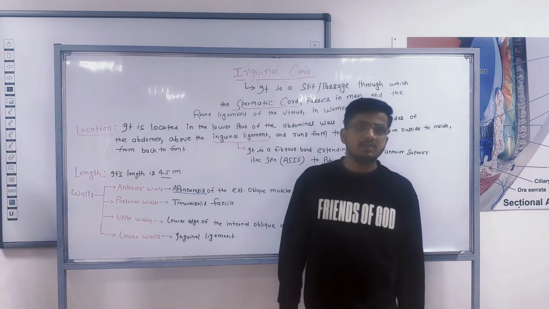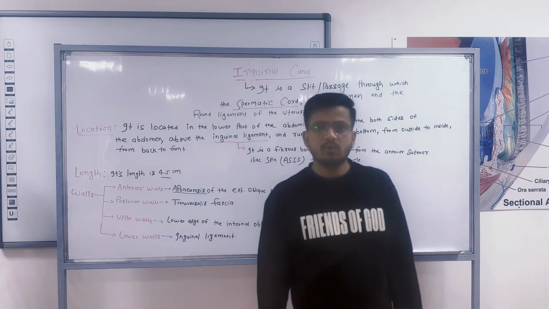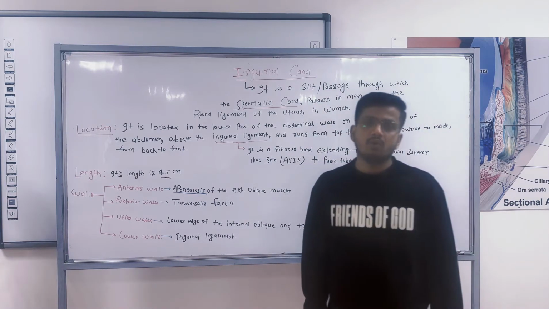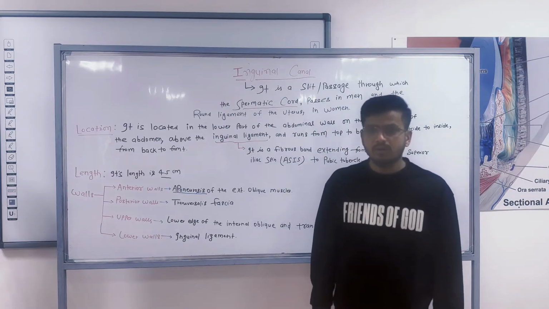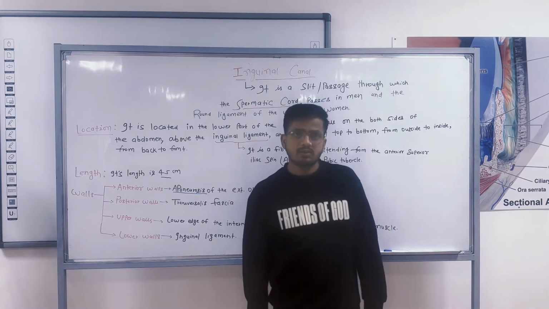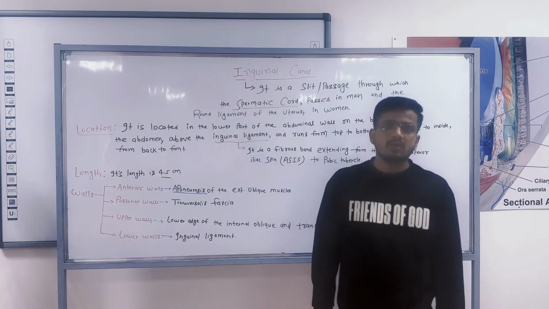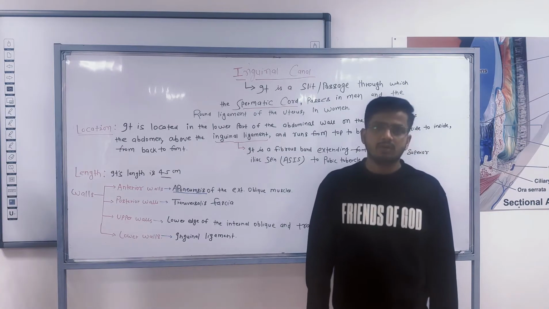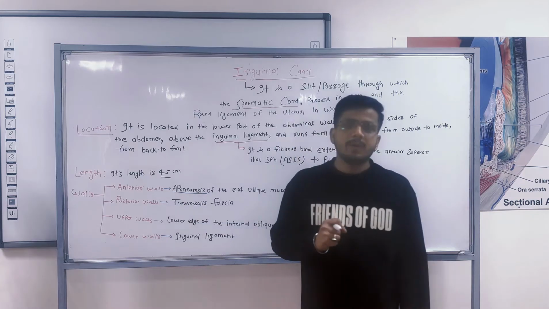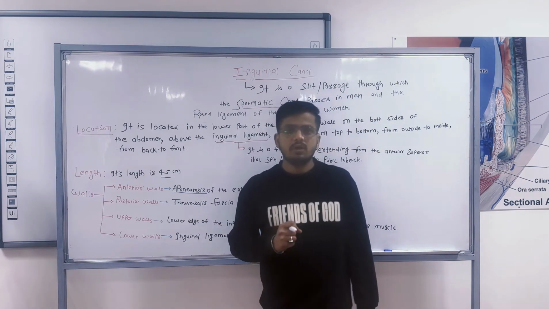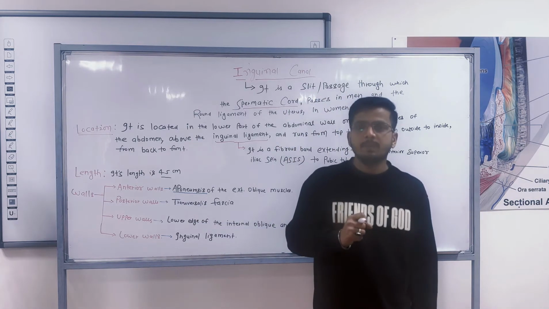Next, we will discuss the layers or the walls of the inguinal canal. There are 4 walls distinguished in the inguinal canal: the anterior wall, posterior wall, upper wall, and lower wall. The anterior wall is formed by the aponeurosis of the external oblique muscle.